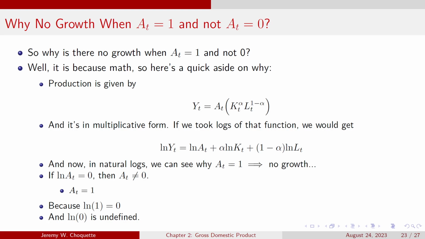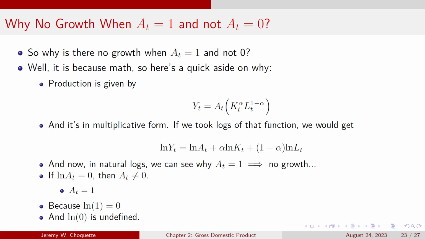So, quick little aside: why is there technically just no growth, everything's steady, when A is equal to 1 and not 0? Because you might think it should be 0, shouldn't it? Like no growth, because if it's positive, you get positive growth. If it's negative, you get negative growth. Well, it's that way because math, and here's a quick little reason.